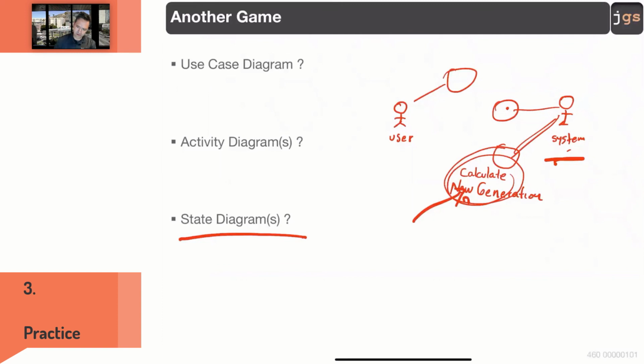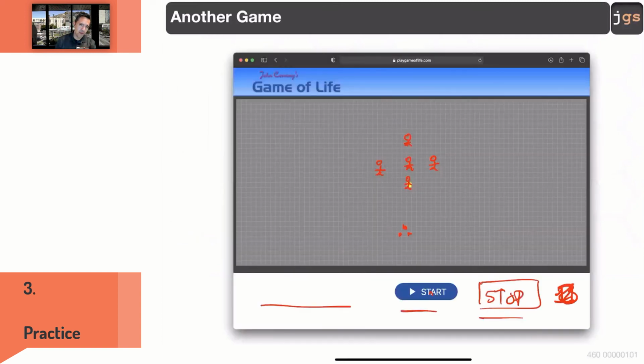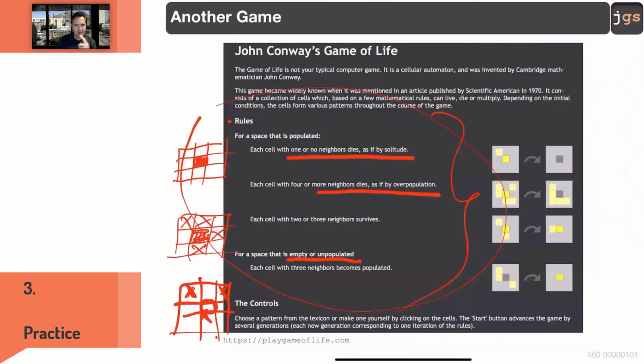Can you go to the web page? You can play a little bit with the game so you get the idea. And can you explain this? This is in the web page also. This is the info for the web page. Can you explain the game as a combination of use case diagram, activity diagram, and state diagram?